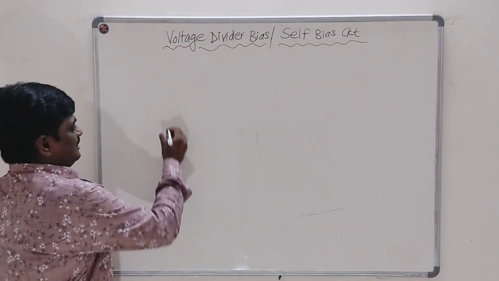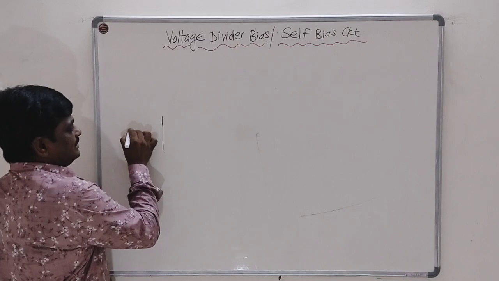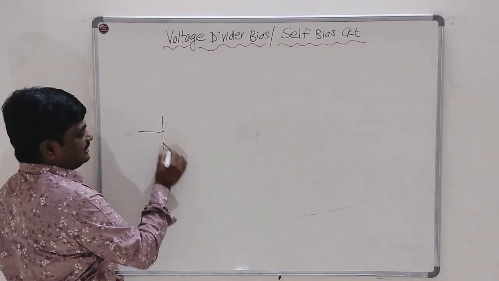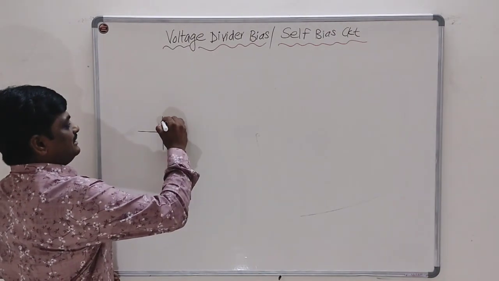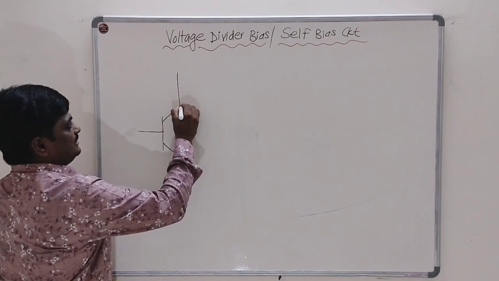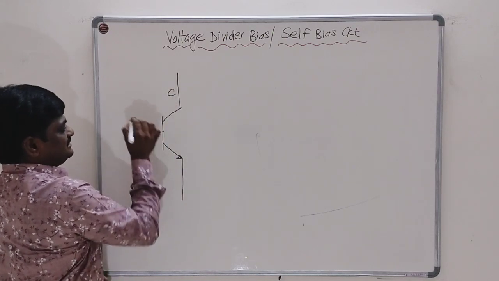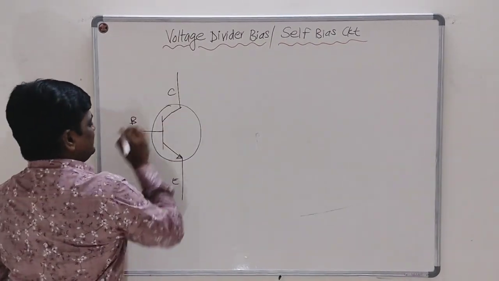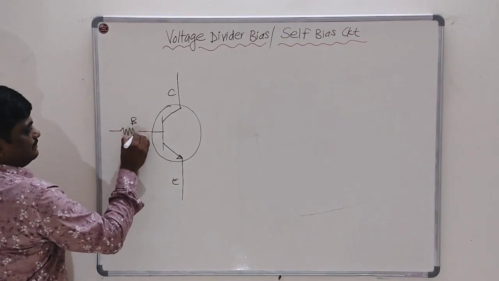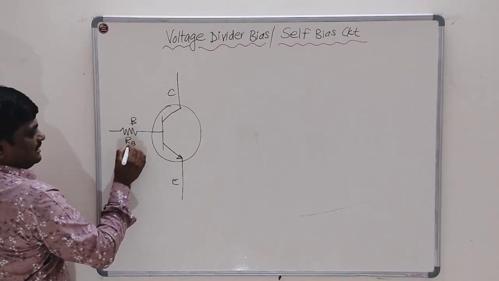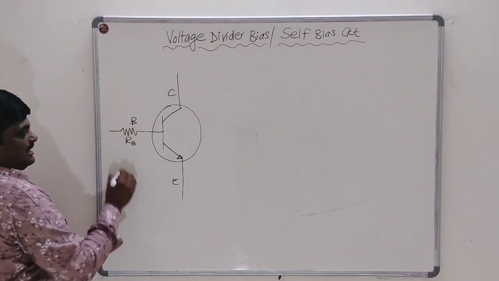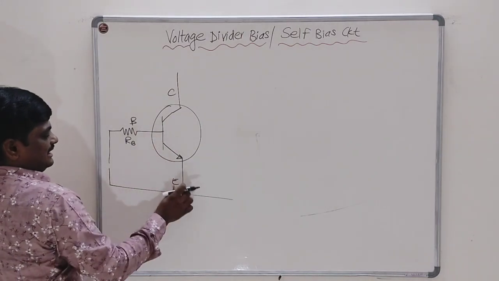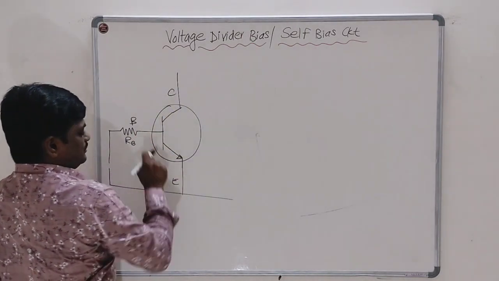Here the base is the input terminal, the collector is the output terminal, and the emitter is the common terminal. If I show the basic biasing circuit, there is one resistor, RB, in series with the base, which is the input terminal, and there is one supply between the base terminal and the emitter terminal, that is, the input and common terminal.